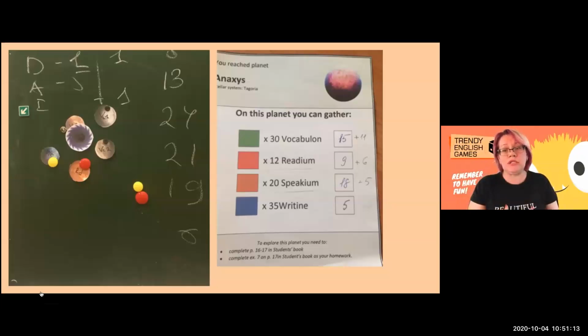So in this unit, to go from this star to this star, you need to collect 30 points of vocabulary, 12 points of reading, 20 points of speaking, 35 points of writing. These are like fuel elements, special chemical elements we need to collect to be able to fly from one solar system to another. So this is intrinsic motivation.